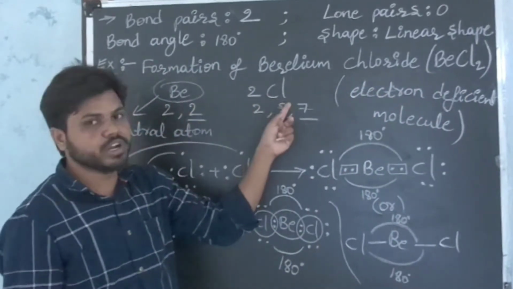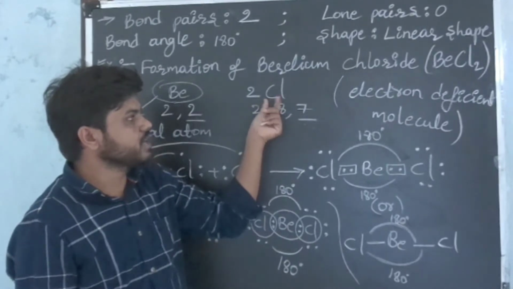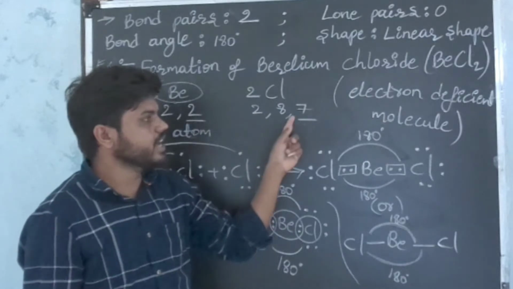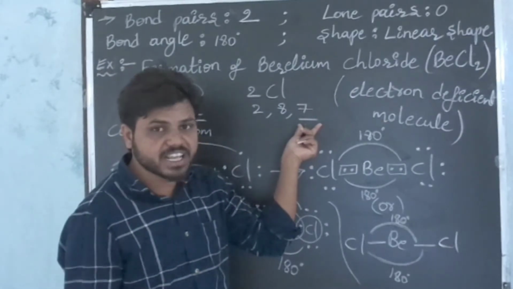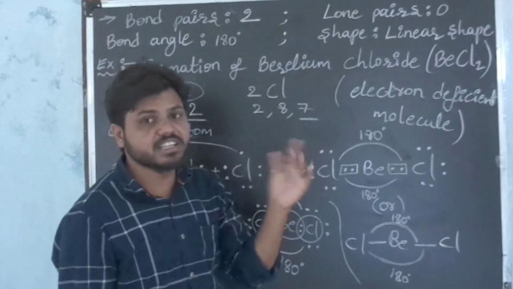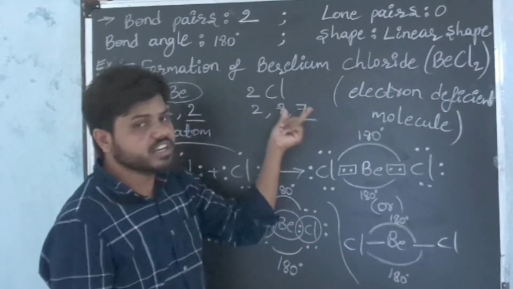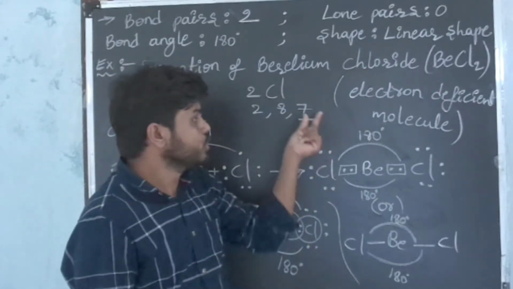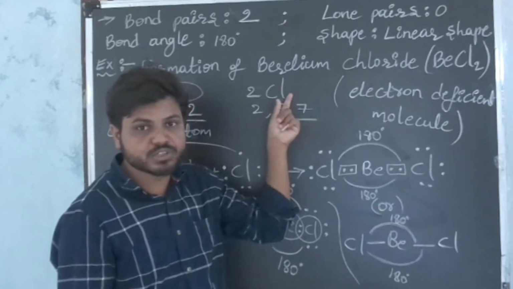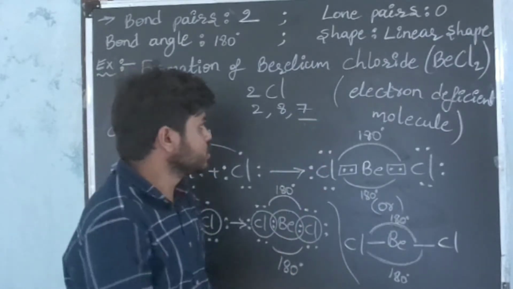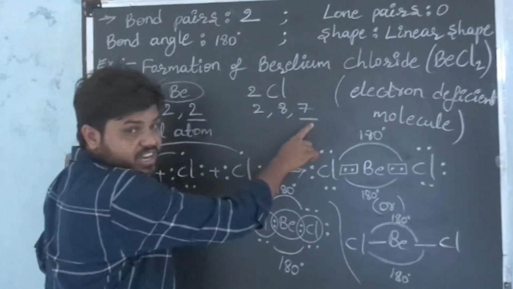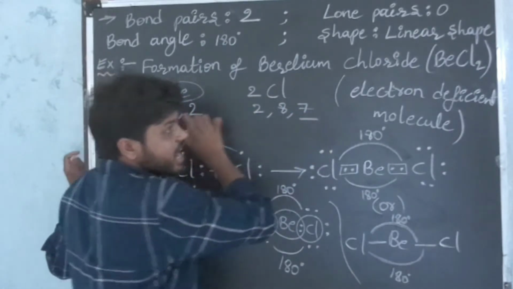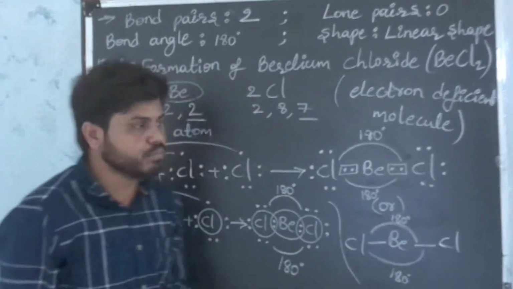In the molecule, 2 chlorine atoms are there. The symbol of chlorine is capital C, small l. The electron configuration of chlorine is 2, 8, 7. This is the valence shell of chlorine, in which 7 electrons are there. To get an octet configuration in the valence shell, this chlorine requires 1 more electron. So these 2 chlorines share 1 electron each with the beryllium atom to get an octet configuration, and it produces a beryllium chloride compound.